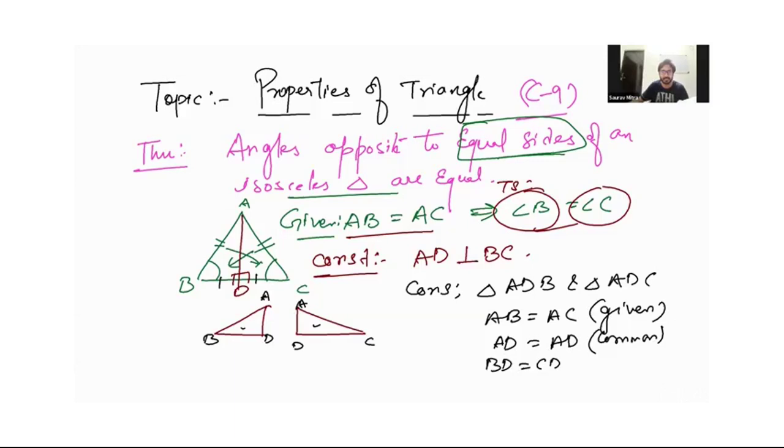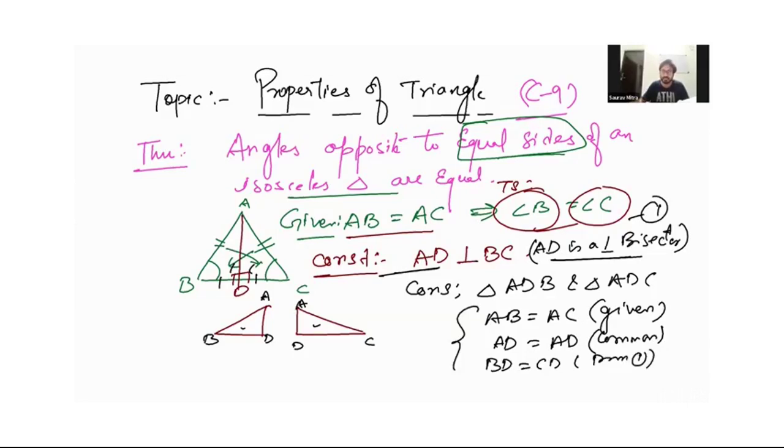So AD is perpendicular to BC. Not only that, we have constructed AD as a perpendicular bisector. So that means it is bisecting the side BC and also making an angle of 90 degrees there. So BD is equal to CD, since AD is a perpendicular bisector. So we can write it from 1.